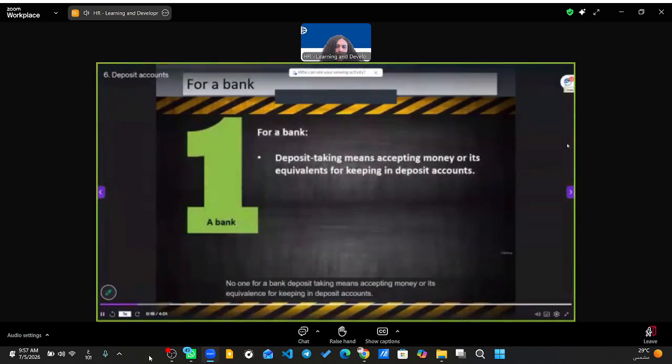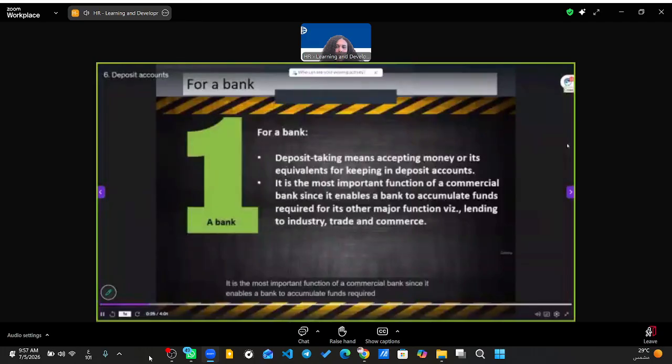Deposit taking means accepting money or its equivalents for keeping in deposit accounts. It is the most important function of a commercial bank since it enables a bank to accumulate funds required for its other major function vis-a-vis lending to industry, trade and commerce.